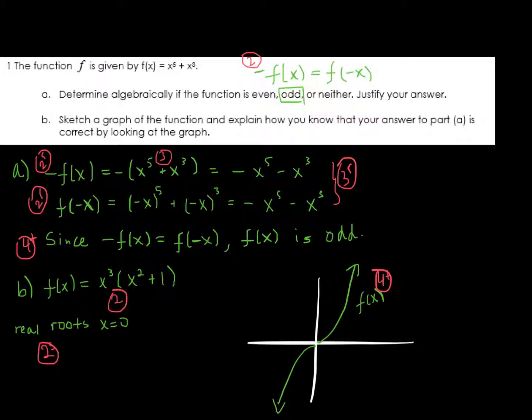Alright, pretty straightforward here. I want to prove that this is an odd function. Since both of the degrees are odd, I know it's going to be odd, and I want to prove that. So I know that means negative f of x will equal f of negative x. So I need to show that this is true. I'll go ahead and set this up, see that they are equal, and so negative f of x is equal to f of negative x. Therefore, f of x is odd.